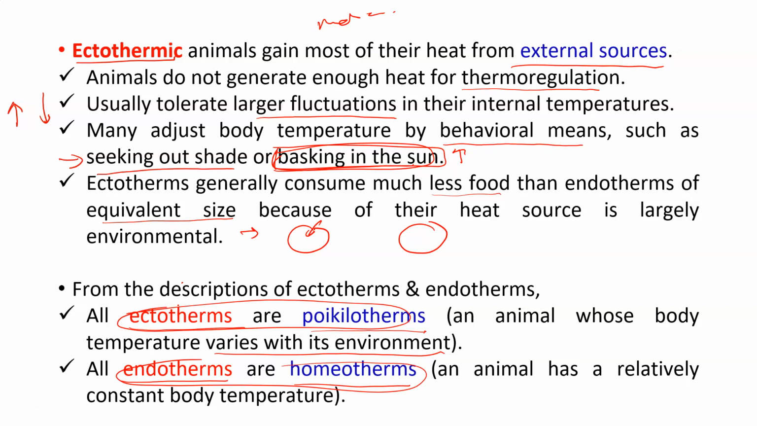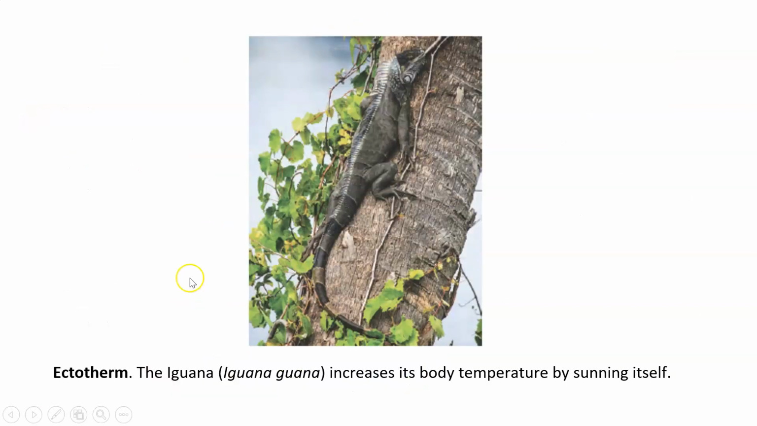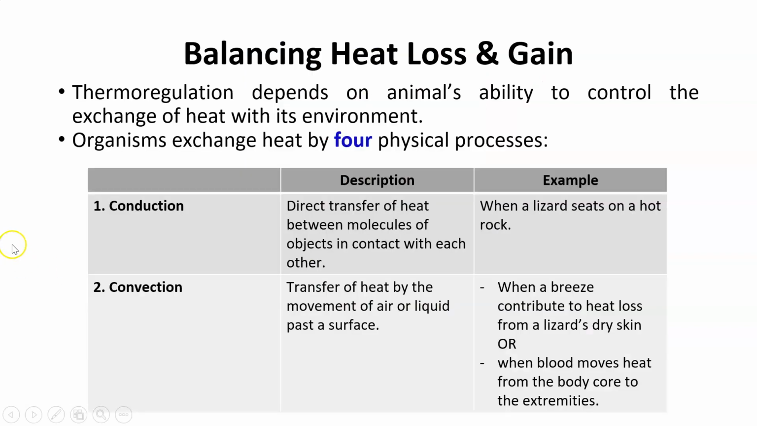Okay, the definition. So in this diagram you have a lizard. Okay, so lizard, ectotherm. So the iguana, nama dia iguana, sorry. Okay, it increases its body temperature by sunning itself. So in this case, the lizard wants to increase its body temperature. So dia akan cari tempat yang panas, right? To absorb heat from the sun's radiation.